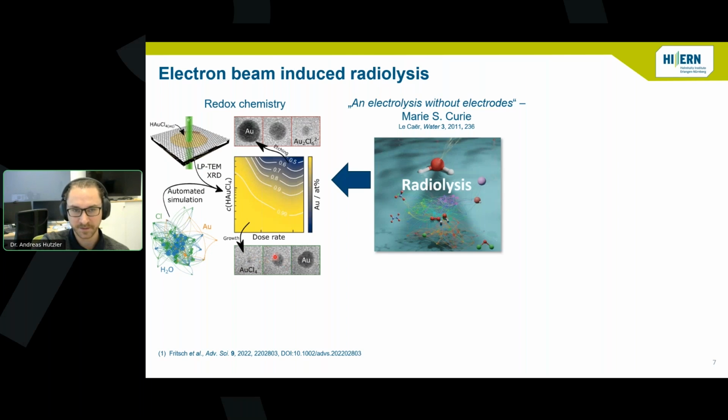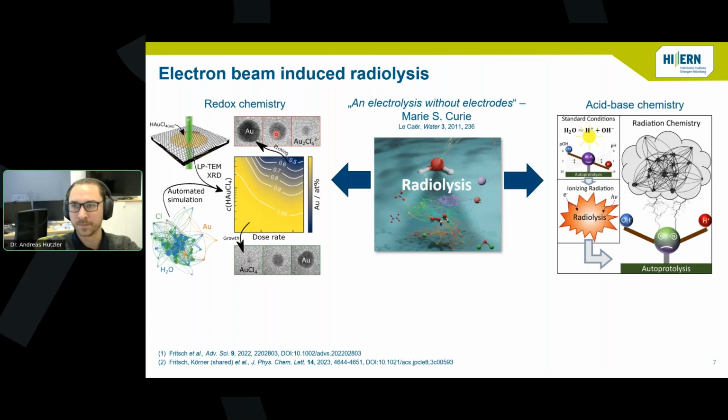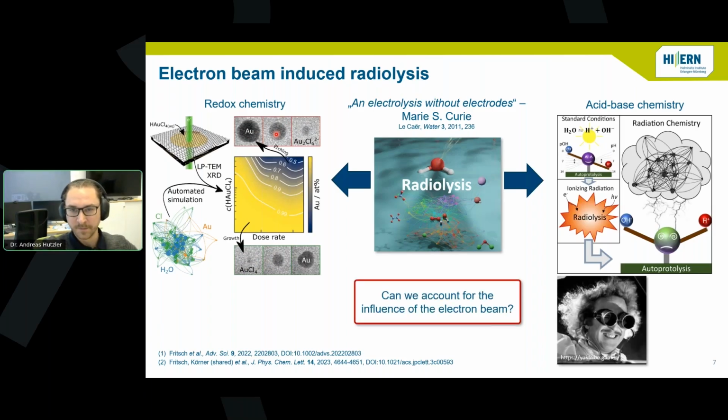We can observe or induce growth of nanomaterials. We can also induce etching of nanomaterials just with electron irradiation of precursor solutions. And we also have a strong influence on the acid-base chemistry. I will show this in a second. So actually, we can reformulate the initial question to a new one: we can do quantitative analysis when we account for the influence of the electron beam. So we need to understand exactly what is happening here.